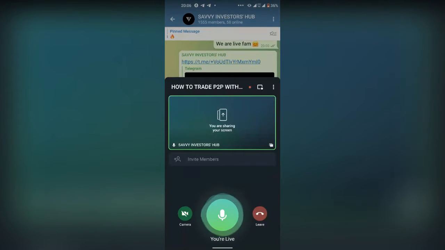So today, we want to discuss how to trade P2P with our smartphones on the Binance Exchange. So roll with me, farm. Let's go.